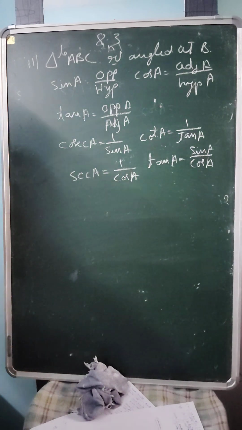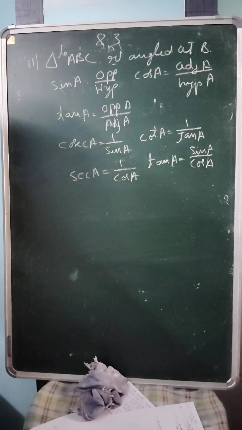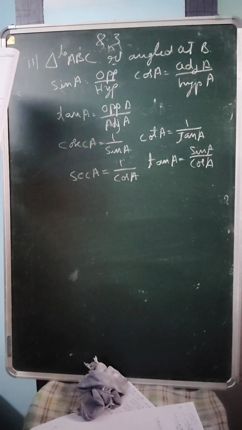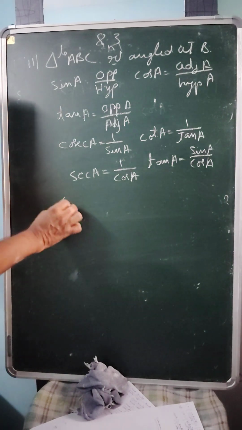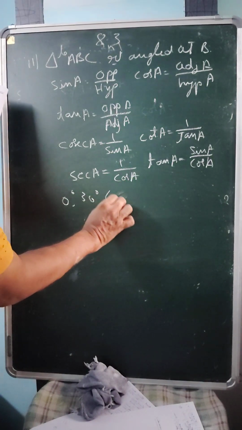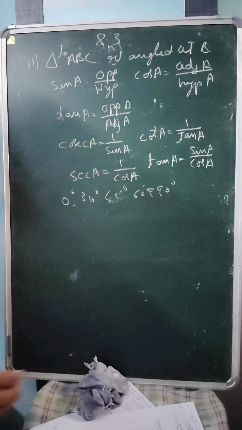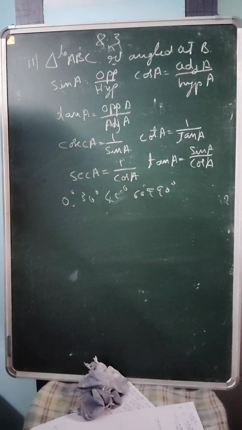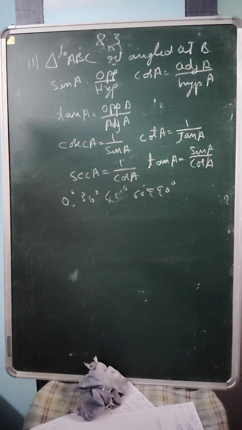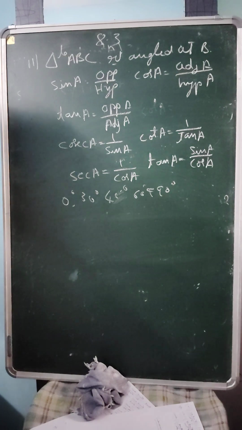Third point: if one of the trigonometric ratios of an acute angle is known, the remaining trigonometric ratios of the angle can be easily determined. Fourth is the values of trigonometric ratios for angles 0 degree, 30 degree, 45 degree, 60 degree and 90 degrees. Fifth one is the value of sin A or cos A never exceeds 1, whereas the value of secant A or cosecant A is always greater than or equal to 1.